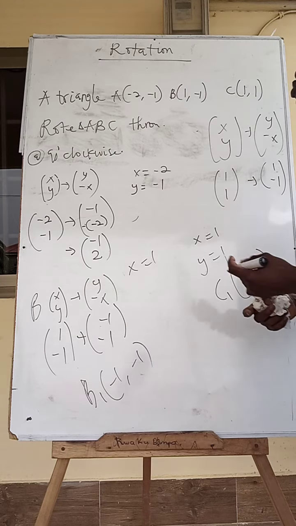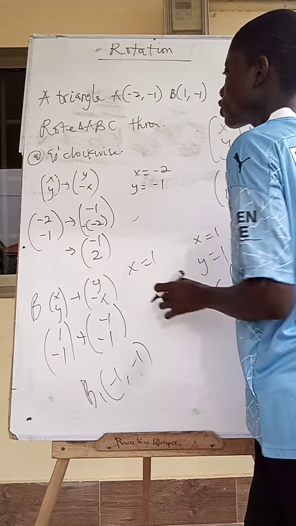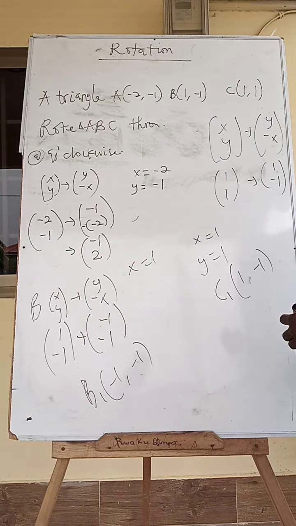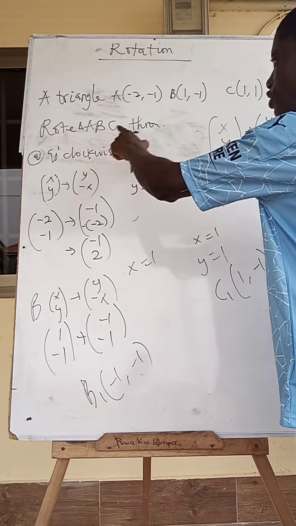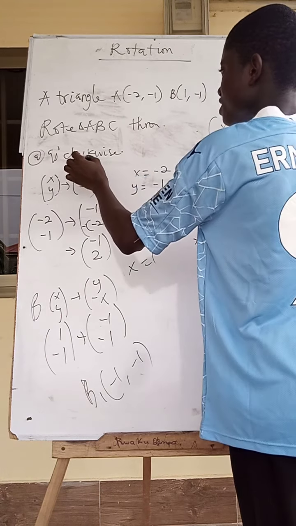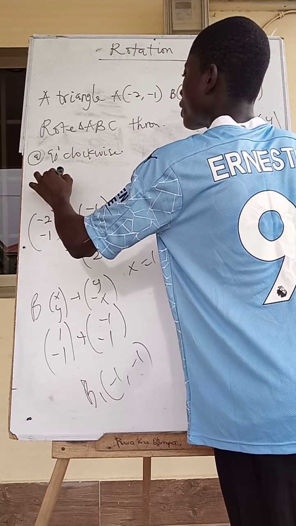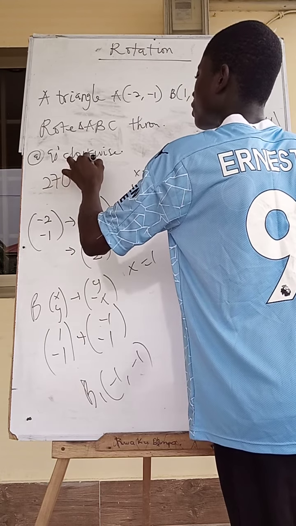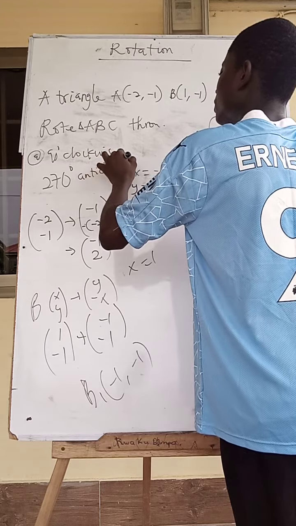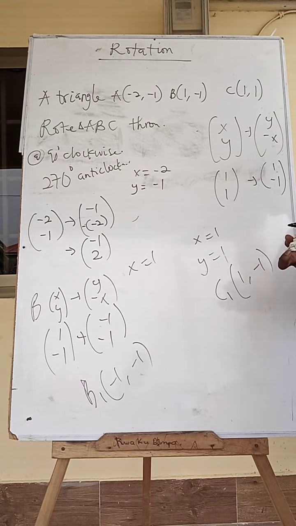So we are done. So if they didn't ask you for this, okay, I'll give you an assignment. Your assignment is rotate the point through 90 degrees. No, let me give you 270 degrees anti-clockwise. So this one is going to be your assignment.